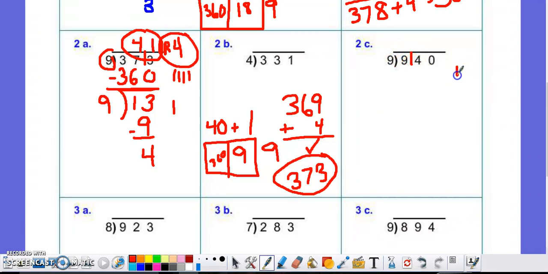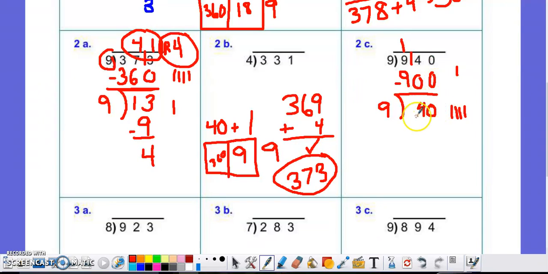This one can go into the 9 first. 9 goes into 9 one time. I place my 1 in the 100s. 9 times 1 is 9, which allows me to subtract 900 from my original 940, leaving me with 40. Once again, I bring down my divisor. I divide that 40 equally. In this case, however, that 4 is going to go in the ones place value. Let me show you why.